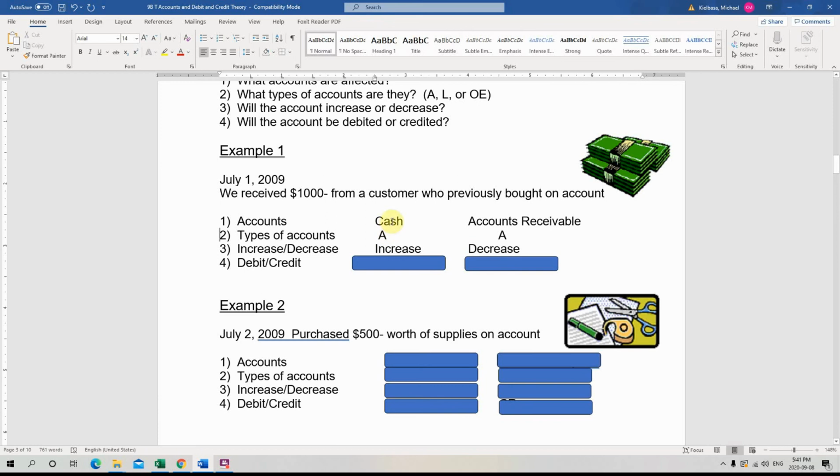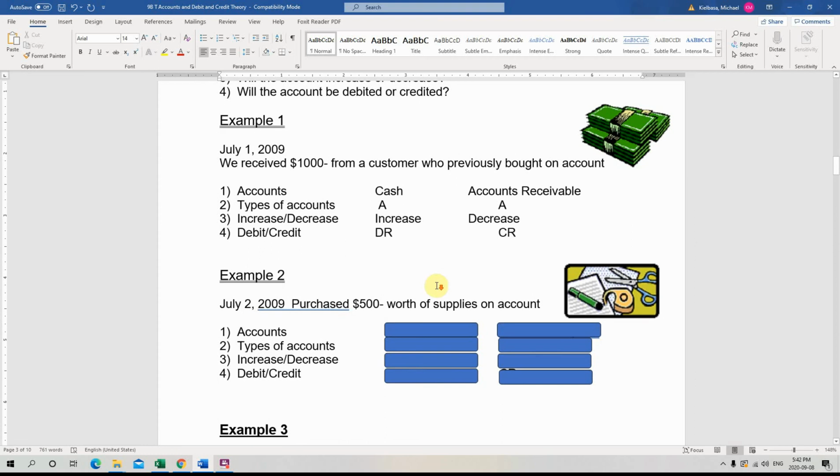Now, cash, which is an asset, needs to increase. So are we going to debit or are we going to credit? So we're going to debit that account. Accounts receivable is an asset and we need it to decrease. So automatically I know it's a credit because for every debit there has to be a credit, right?